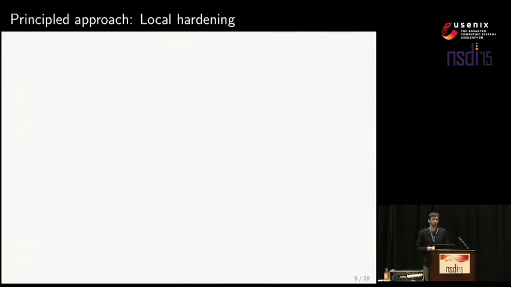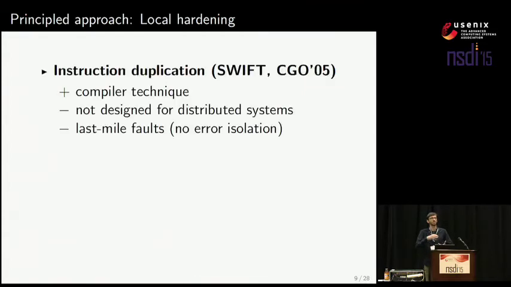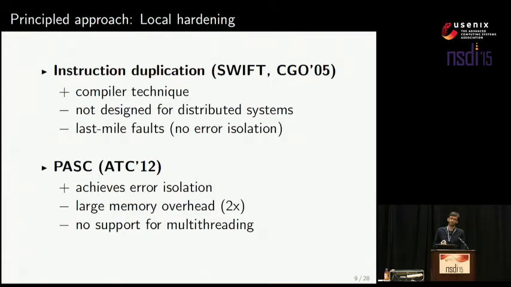One such approach would be Swift, which is a compiler-based technique, and you compile the processes with this technique, but it's not developed for distributed systems and doesn't provide the property we're looking for. Another approach would be PASC, which was presented some years ago, and it provides error isolation, but it introduces a very high memory overhead, and it does not support multi-threading. So in this work, we are proposing a new approach, which we call scalable error isolation.